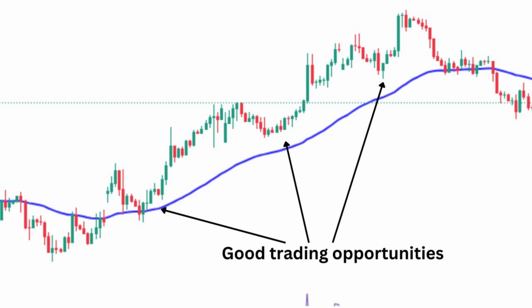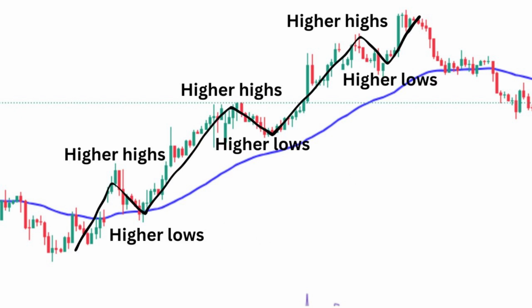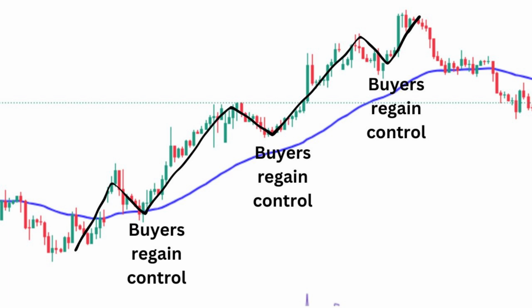And to trade the pullback successfully, we look for an identifiable trend, like you can see here, in this case an uptrend, with clear higher highs and higher lows. We wait for the pullback and then identify the point where buyers regain control. And this approach gives us the best odds for profitable trades.